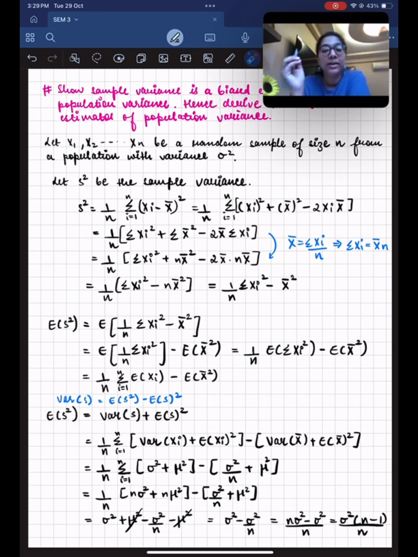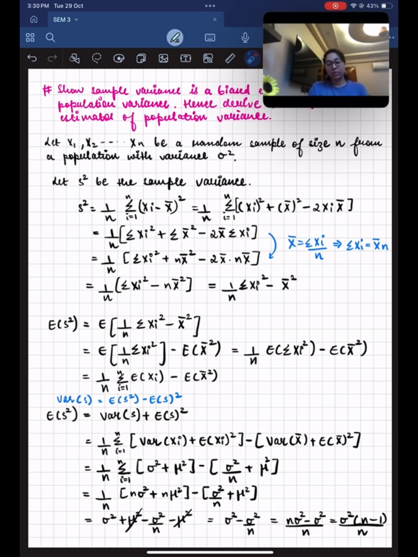Now we'll calculate the expectation of s square, which is the expectation of the sample variance. The expectation of this term, we'll separate into two individual terms. Here we'll use the formula and take out 1 by n, and we'll be left with 1 by n summation expectation of xi square minus expectation of x bar square.